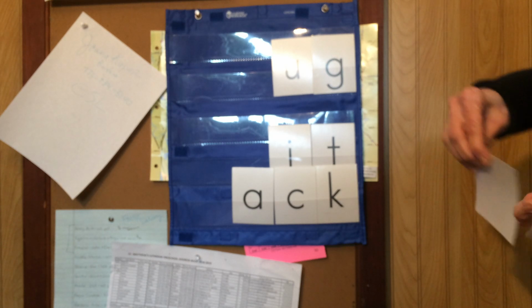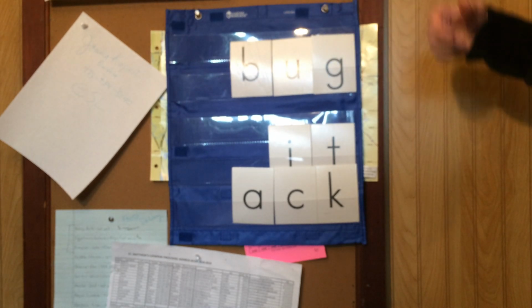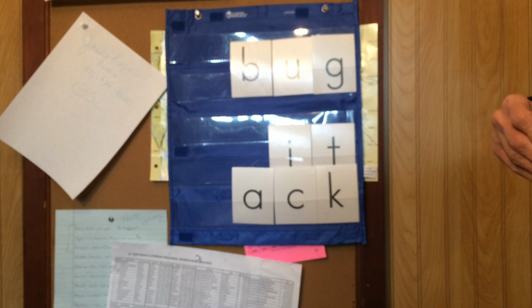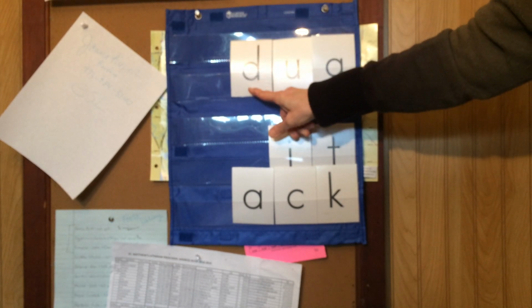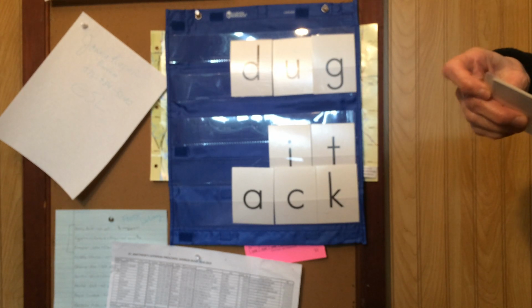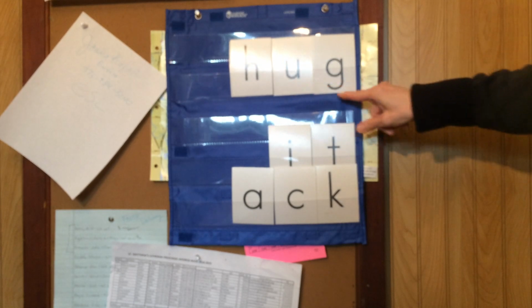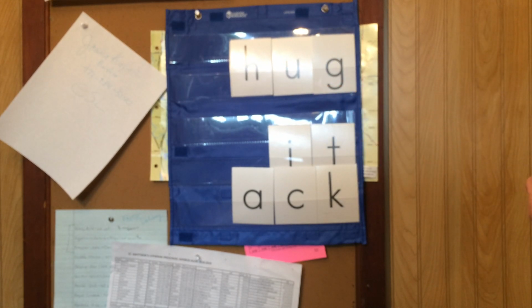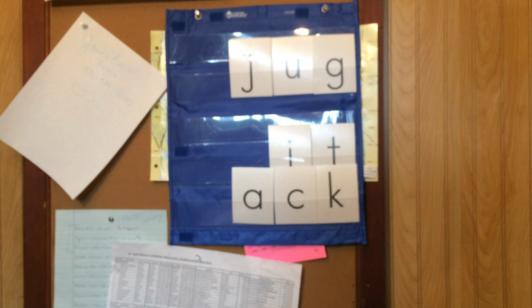Find your B and put your B before that, and you get B-ug, bug. Now the D, put your D in front of the B, and you get D-ug, dug. Let's find an H. H-ug, hug. Next is a J. Find your J. And then J-ug, jug.